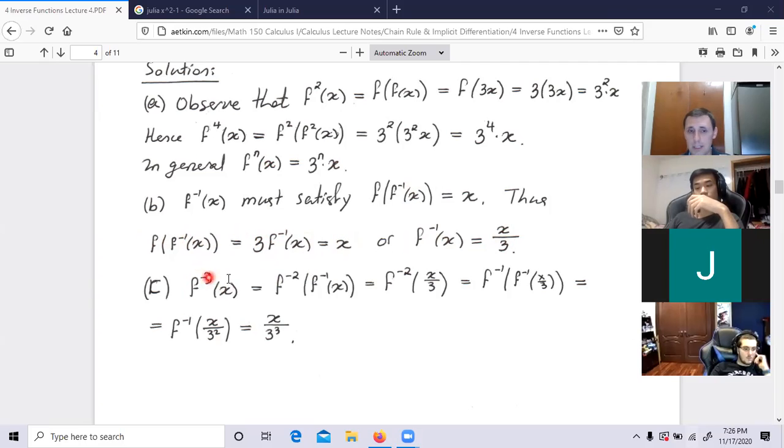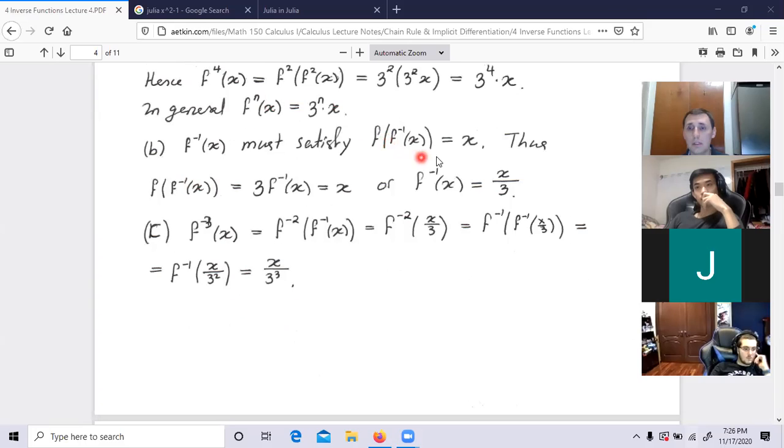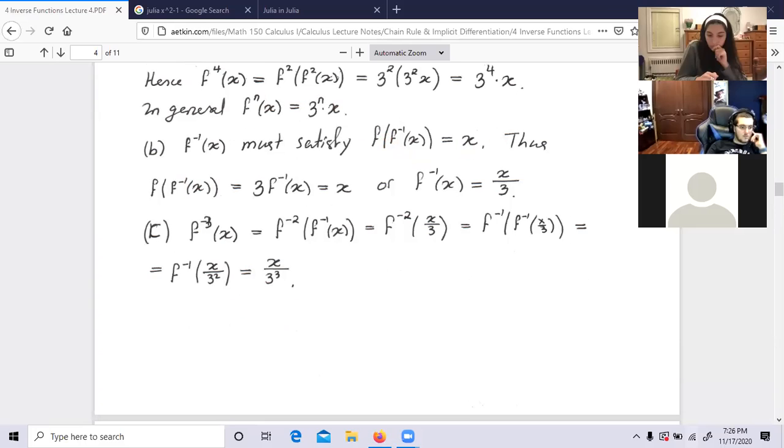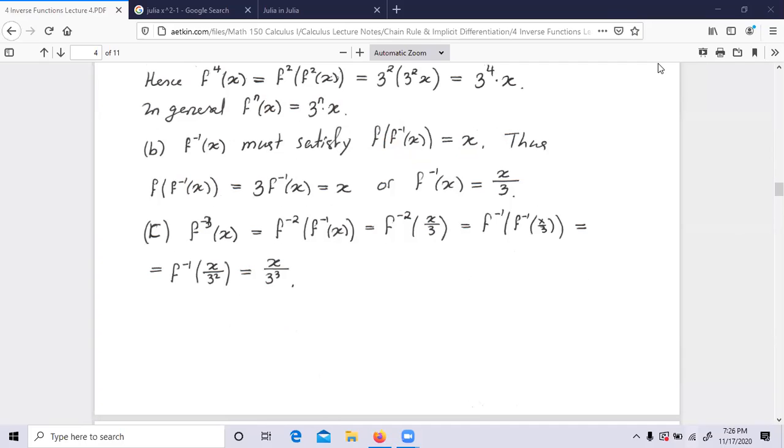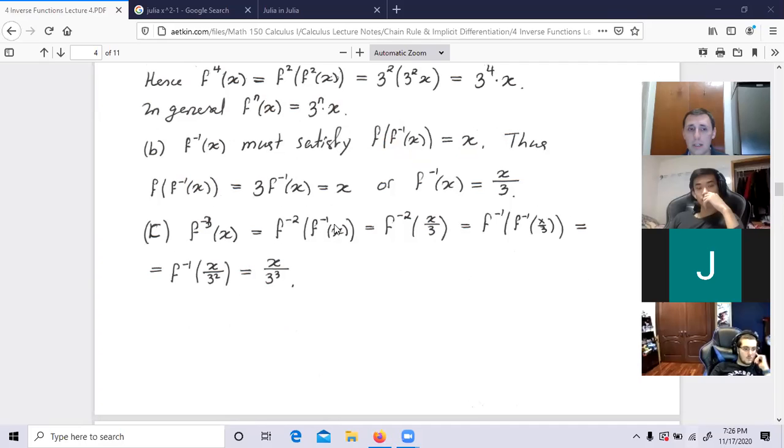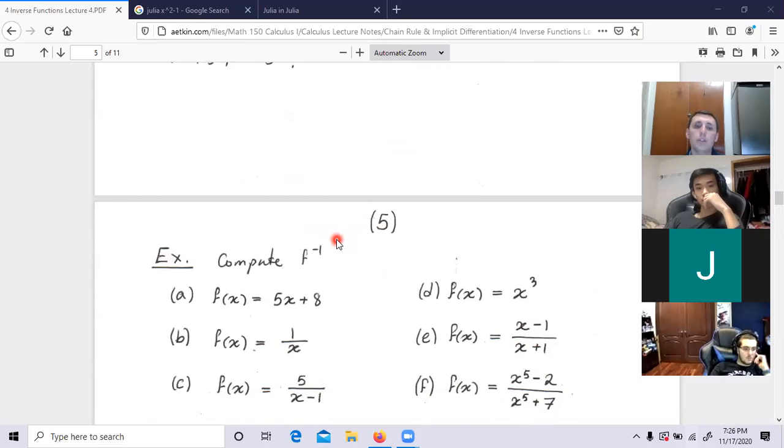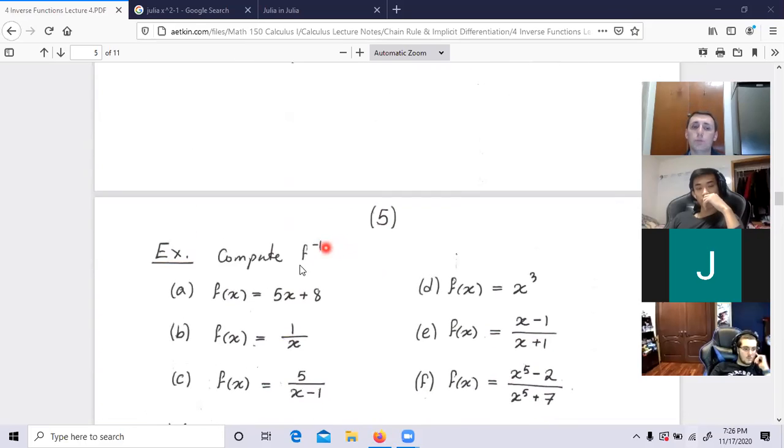And this means just compose the inverse with itself 3 times, f inverse with itself 3 times. And in this case, the inverse is division by 3. So you divide by 3 three times. It's x over 3 cubed. Good?